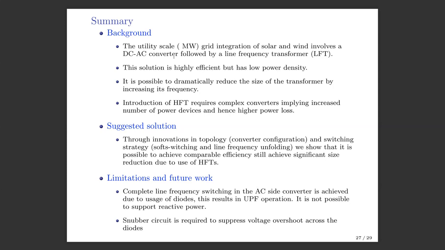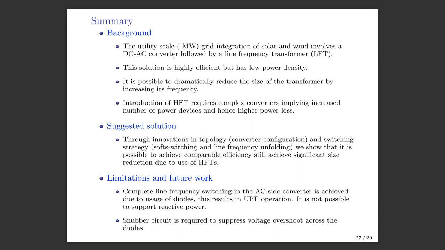But it has this low frequency transformer, which is huge and the heaviest component in the entire system, which we do not like. Now, we know that it's possible to reduce the size of the transformer by increasing the switching frequency. And this is the trend in all of power electronics, which is evolving from 1970s, that increase the switching frequency and you reduce the size, right? So now the problem is, if you introduce a high frequency transformer, that requires complex converters, because remember, the frequency at the grid is only 50 hertz.